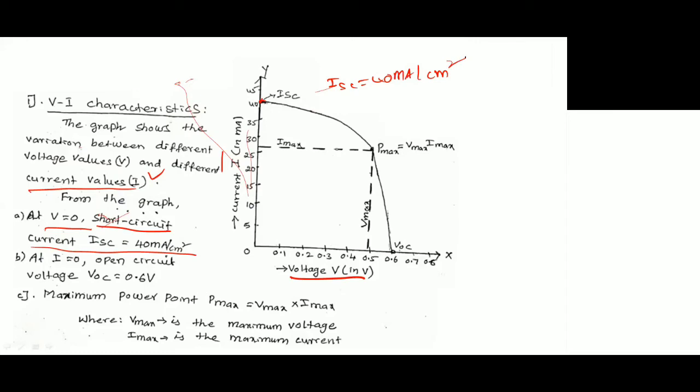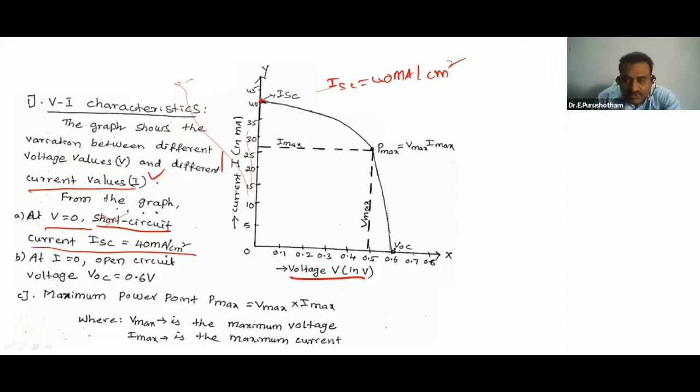I already discussed this. The voltage also you can observe in this graph: VOC is 0.6 volts, at I equal to 0. At V equal to 0, we observe 40 milliamperes per centimeter square. At I equal to 0, we observe the open circuit voltage, that is 0.6 volts. Now see the maximum power point. You know very well, P is equal to W by T.